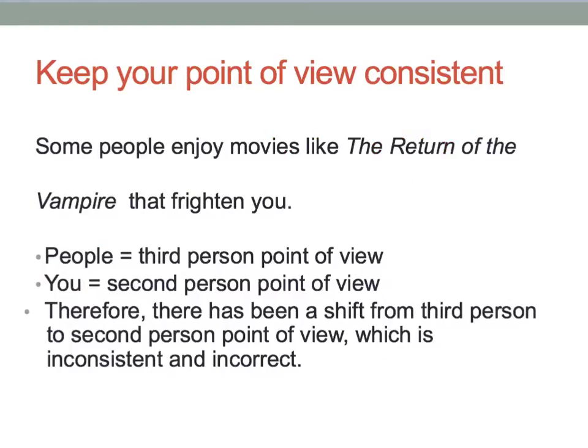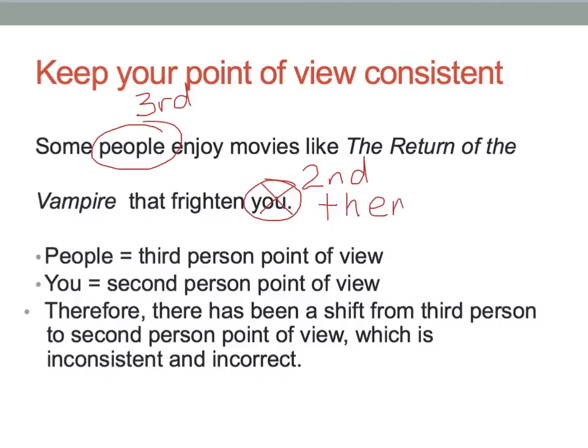Here's another example. Some people enjoy movies like The Return of the Vampire that frighten you. Notice the reference to people. That is a third-person reference. And then you, that's a second-person reference. There has been a shift from third person to second person. So let's fix it. Instead of you, let's substitute the pronoun them, which keeps the entire sentence in a consistent third-person point of view.